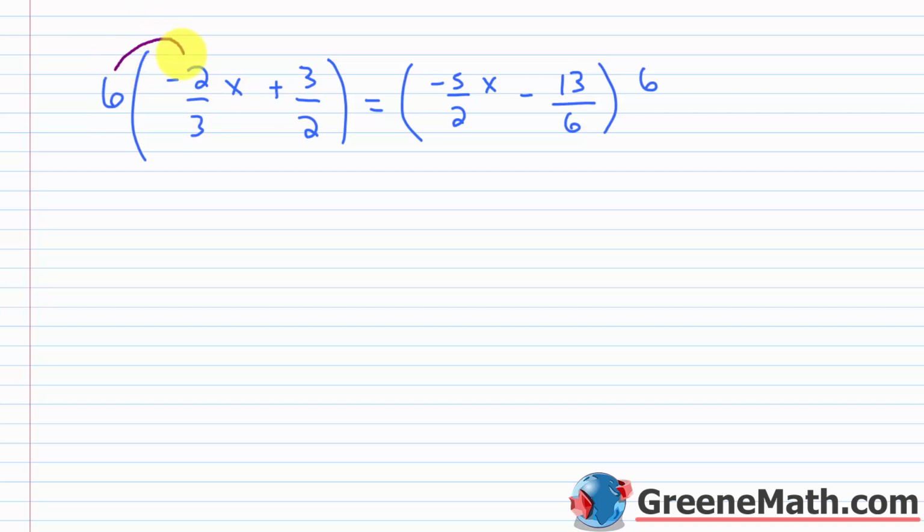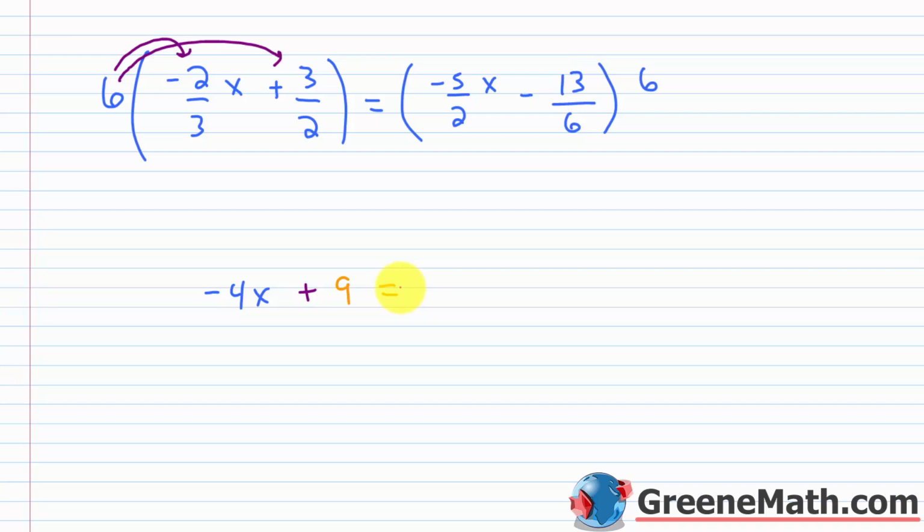So to start out, 6 is going to get multiplied by negative 2/3 x. So 6 times negative 2/3 x. We know that the 6 would cancel with the 3 and give me a 2. 2 times negative 2 is negative 4. So I can go ahead and erase this and put negative 4x here. So next we would see that 6 is going to multiply by 3/2. So I'm going to put plus 6 times 3/2. And what we'll have here is that the 6 will cancel with the 2 and give me a 3. 3 times 3 is 9. So I'm going to go ahead and write this as plus 9 here.